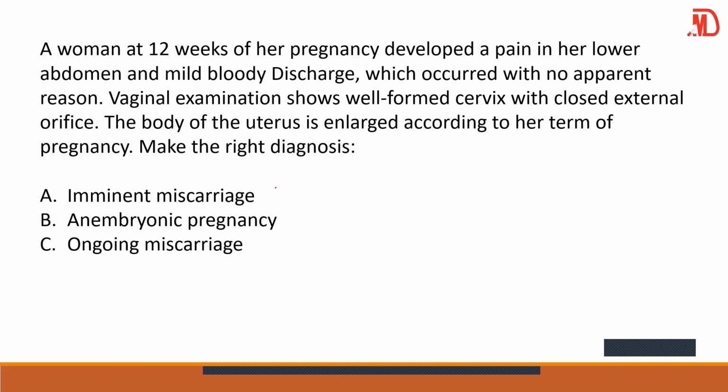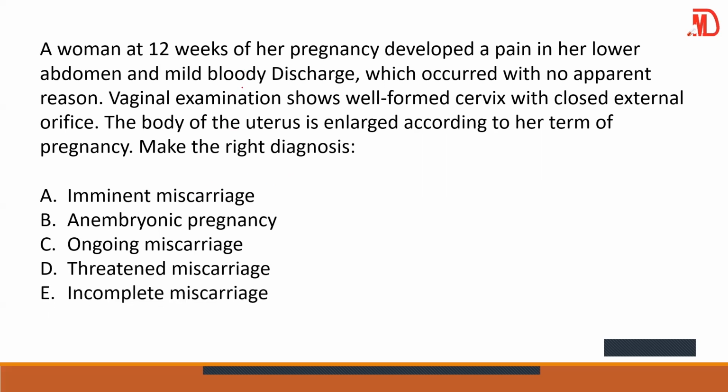A woman at 12 weeks of her pregnancy developed a pain in the lower abdomen and a mild bloody discharge, which occurred with no apparent reason. So I always tell my students, anytime a woman is pregnant, especially in the first trimester, developing low abdominal pains with discharge, abortion is coming. Abortion is about to set in. So you have to act really fast if you really want to save the pregnancy. That is, if at the time the patient presents, you can save the pregnancy.